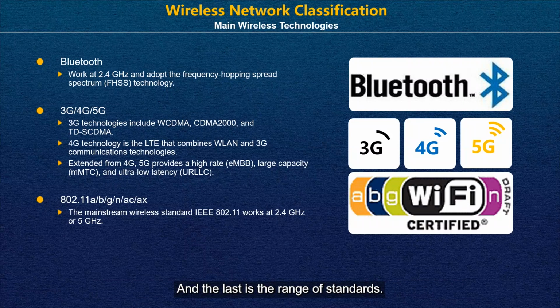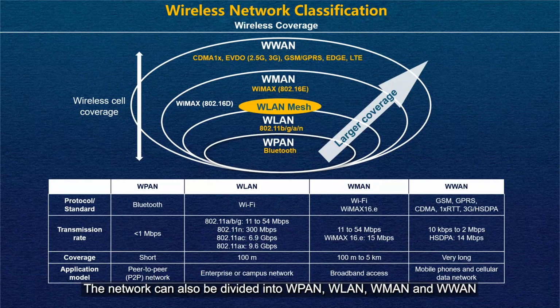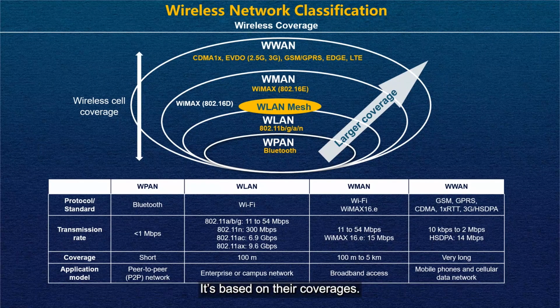And the last is a range of standards. The standard is called IEEE 802.11. It works at 2.4 gigahertz or 5 gigahertz. Seeing these technologies, the network can also be divided into WPAN, WLAN, WMAN, and WWAN. It's based on their coverages.